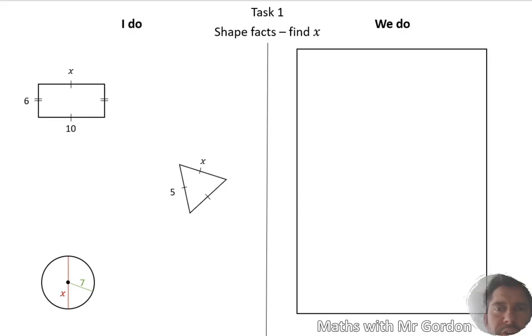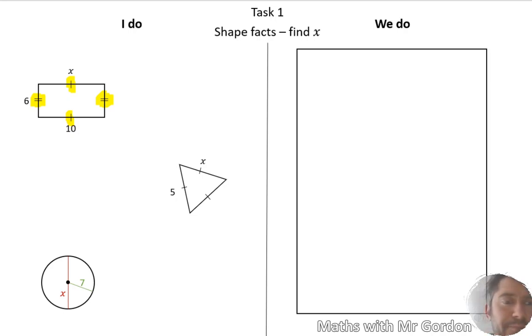This is a task on shape facts, and we're trying to find x in each of the shapes. Let's have a look at this first one. So we have a rectangle, and the important thing I want you to notice is these lines which are on the shape. So we have two lines here and two lines here, one here and one here.